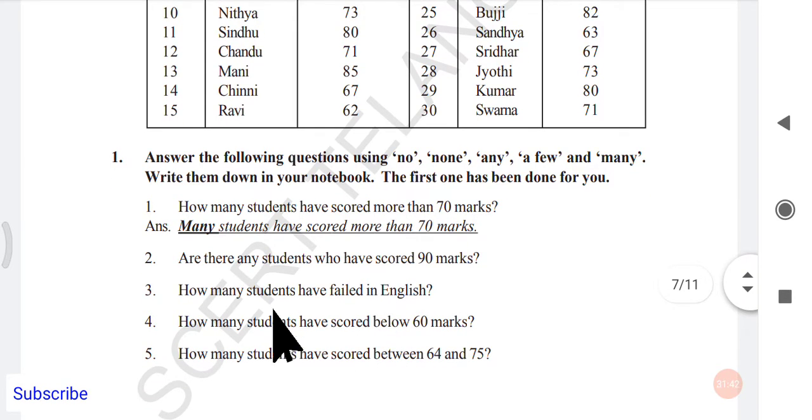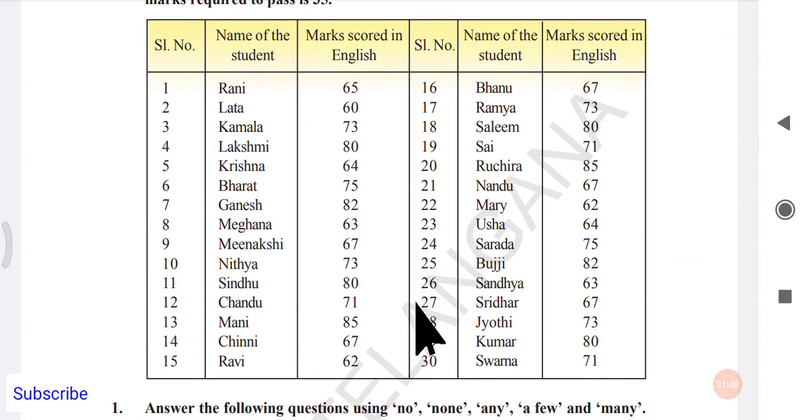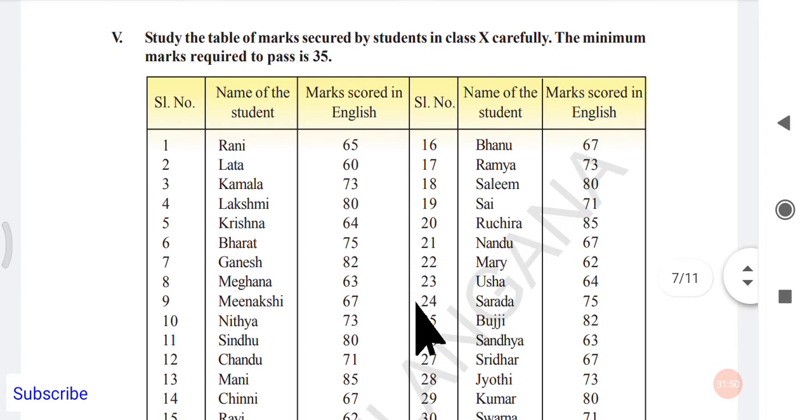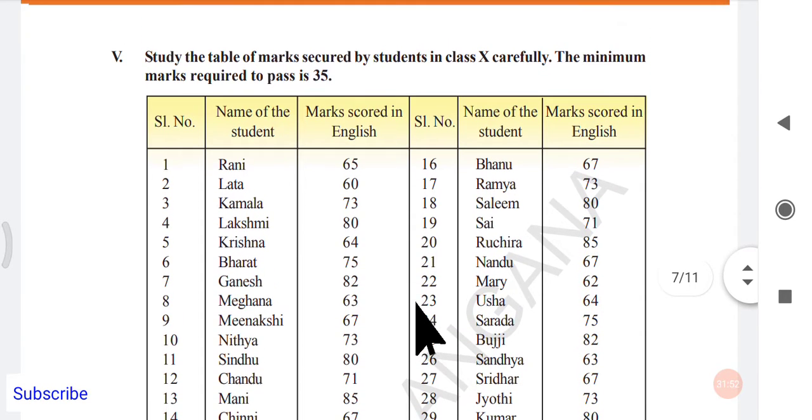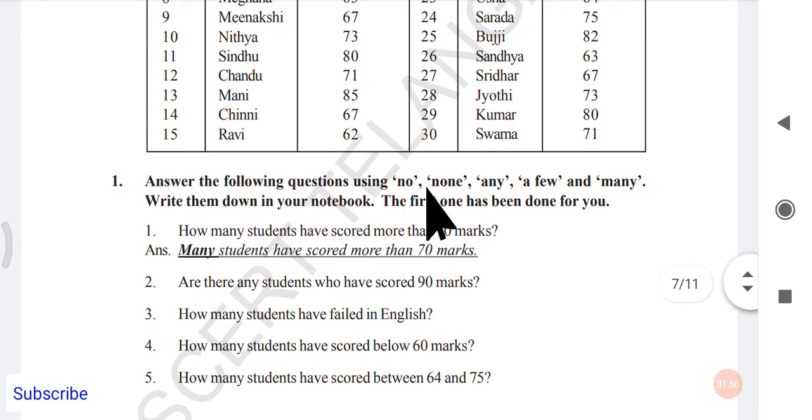Next, third one. How many students have failed in English? Is there anybody who has got less than 35? See here, passing mark is 35. Nobody. So we can simply write, none of the students have failed in English.